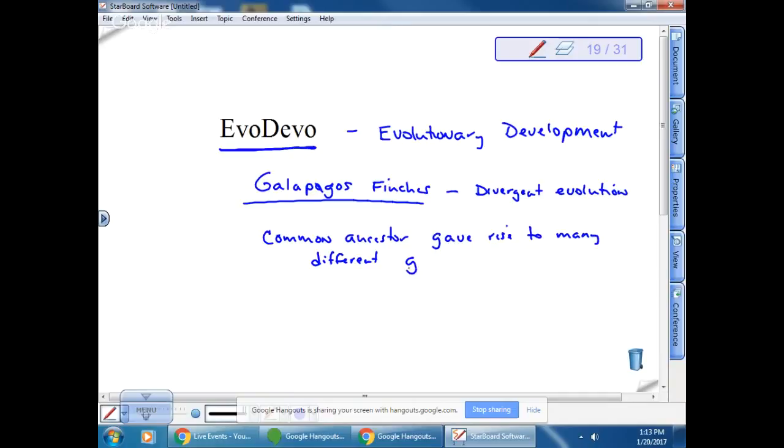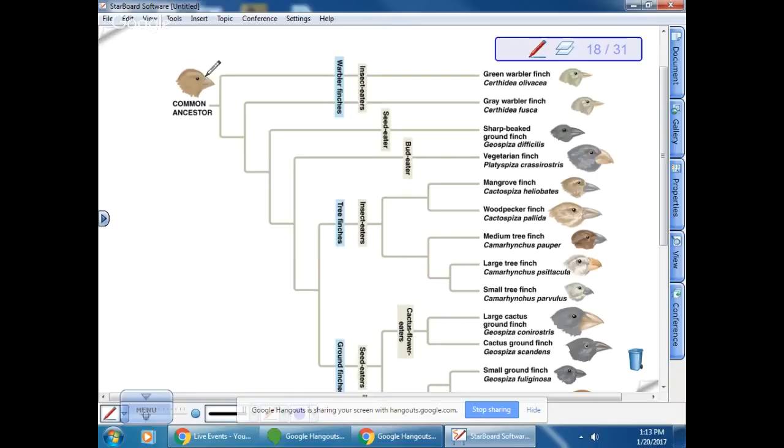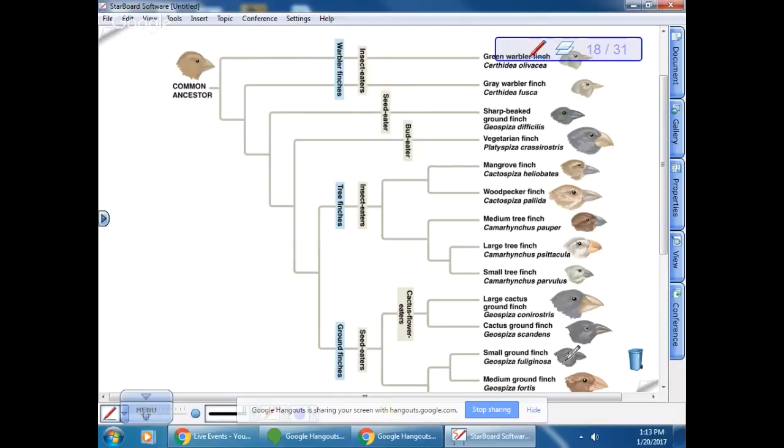So if we go back and we look at this, we can see here that there's a common ancestor, and you can look at the shape of its beak, right? And we can see that it gave rise to some species that have a very thin beak, which probably feed upon insects, some that have very big beaks, which are probably feeding upon nuts, for example, right? And so when we look at them, that beak has changed in size and length. And so this is an example of divergent evolution, where these are all directly related to one another because of the presence of a common ancestor.